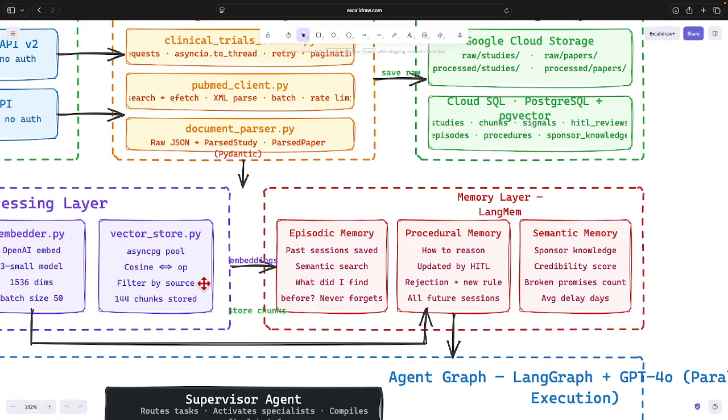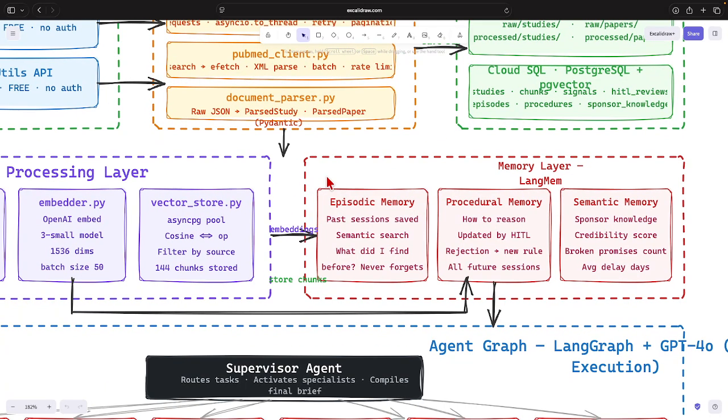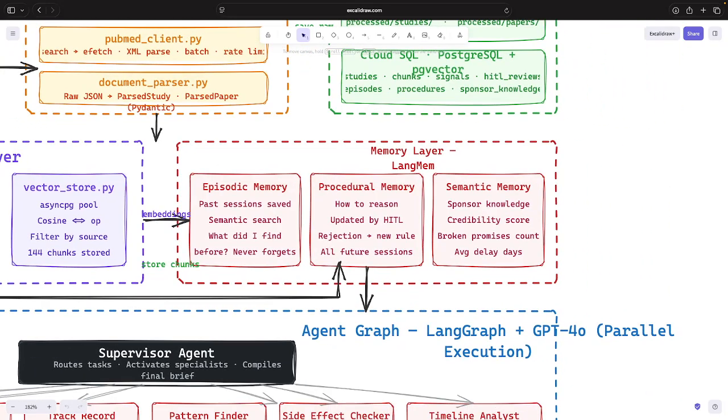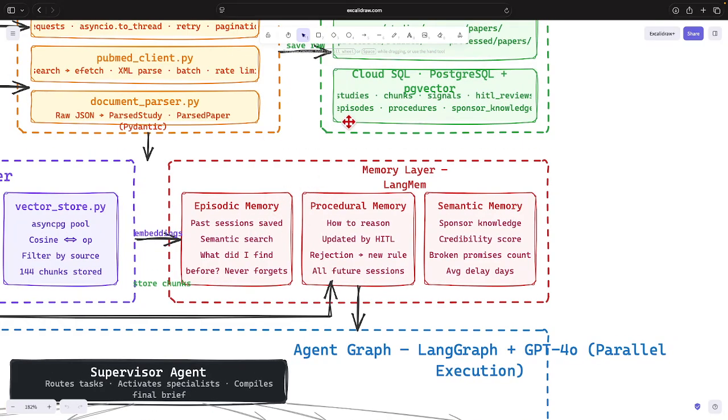After this step, an agent can ask a natural language question or query, and the system finds the most relevant study chunks, even if the exact words never appear, because we're going to retrieve using meaning. Next is the memory layer, and this is what makes your clinical intelligence engine genuinely different. There are three types of memory that are all stored in your PostgreSQL database.